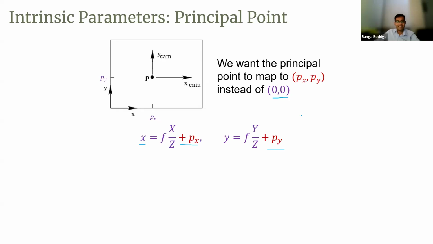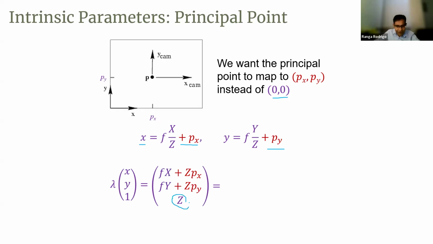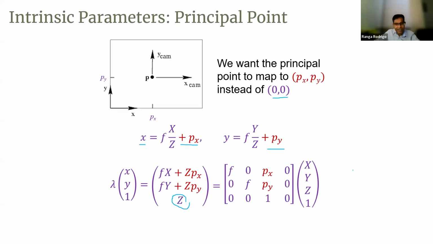Then it's done. So now we have to incorporate that into the matrix form. Therefore, x, y, 1 times lambda, we saw that before, fx plus z px. And of course, this z is here. When you divide by z only, you get this, as we saw a few minutes ago. Then you can see the matrix is like that: f, 0, px, yeah, this px multiplies z, and this py also multiplies z. So now you can see it is taken care of. Into the matrix, we incorporated the principal point coordinates, px and py.